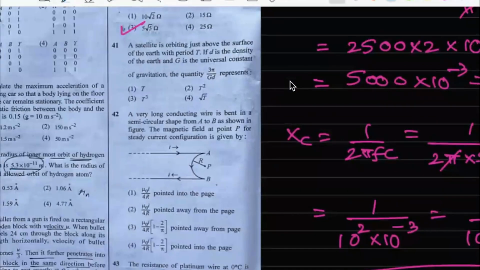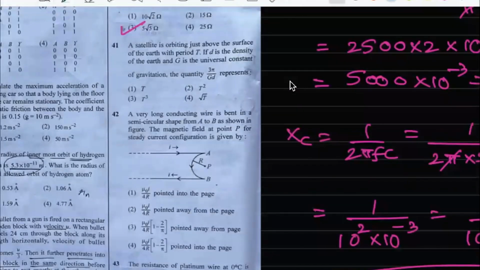A satellite is orbiting just above the surface of Earth with period T. So just above the surface, with period T. So that means h is negligible. So small r is approximately equal to capital R. D is the density of Earth and G is the universal constant of gravitation. The quantity 3 pi by GD represents what? And we want the answer in terms of T.